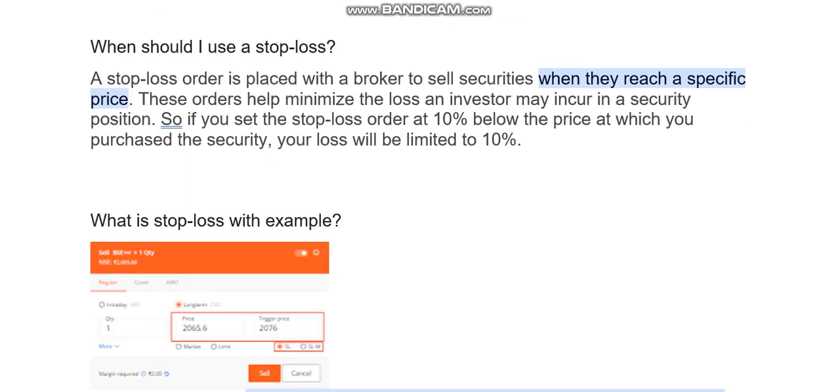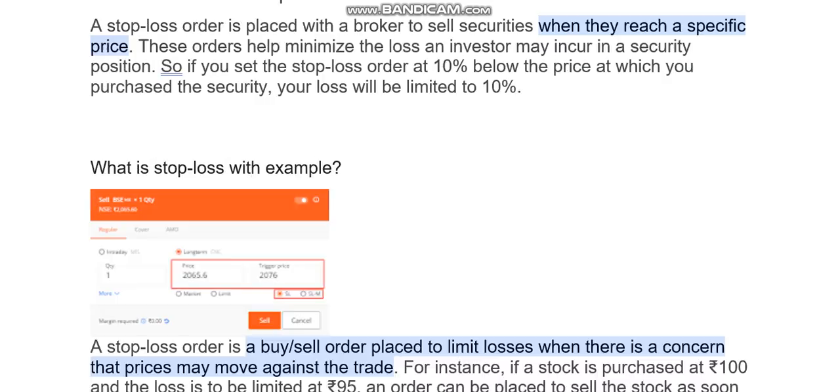When should I use a stop loss? A stop loss order is placed with a broker to sell securities when they reach a specific price. These orders help minimize the loss an investor may incur in a security position. So if you set the stop loss order at 10% below the price at which you purchase the security, your loss will be limited to 10%.